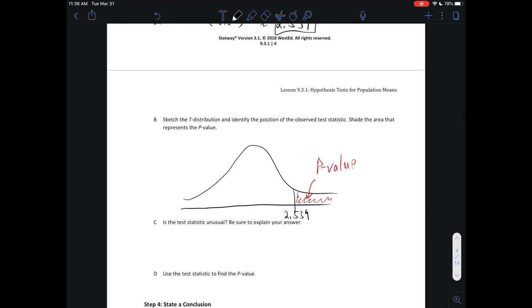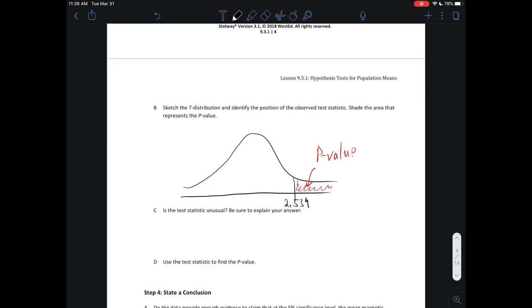Part C. Is the test statistic unusual? Please be sure to explain your answer. Think back to z-scores. Remember that usual z-scores were between -2 and 2, and unusual z-scores were beyond that, so ones that were less than -2 or greater than +2. It's similar with the t-distribution. Think back to when we compared those two distributions.